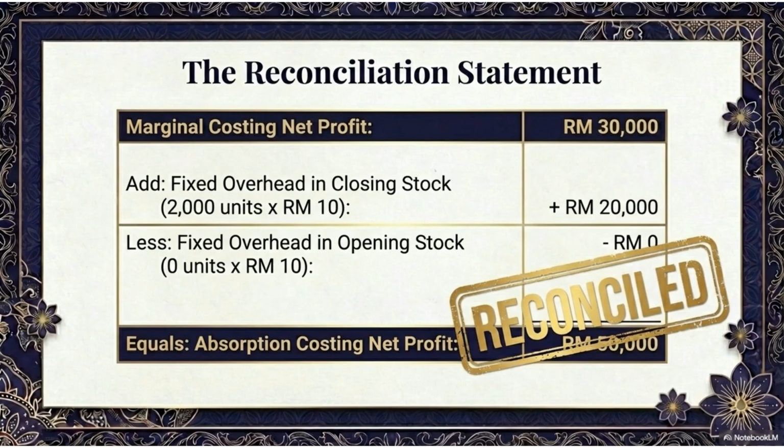The reconciliation statement begins with the marginal costing net profit of RM 30,000. Adding the RM 20,000 fixed overhead in closing stock and subtracting fixed overhead in opening stock brings us to the absorption costing net profit of RM 50,000.